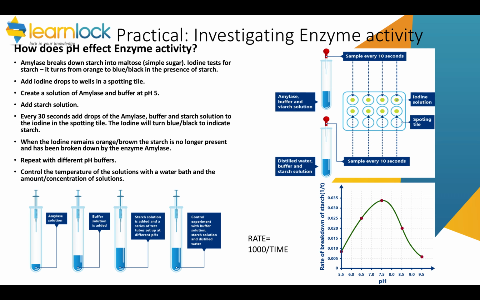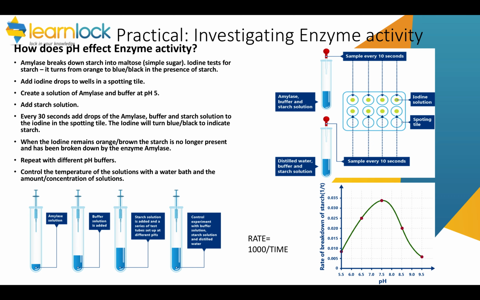You'll need to know about a practical where you investigate enzyme activity. In this practical, you're looking at how pH affects enzyme activity. The enzyme we're looking at is amylase, and that enzyme breaks down starch into a simple sugar. You can test that with iodine. So iodine is orange and then changes to blue-black if it's in the presence of starch.